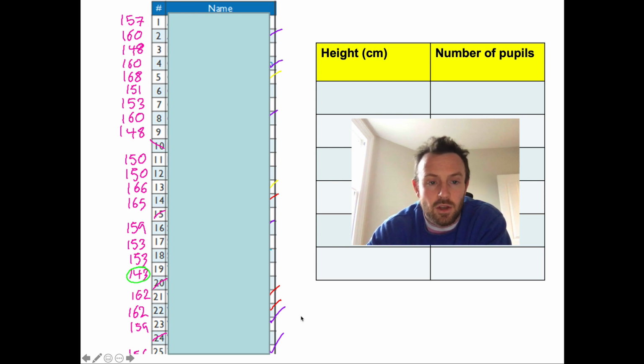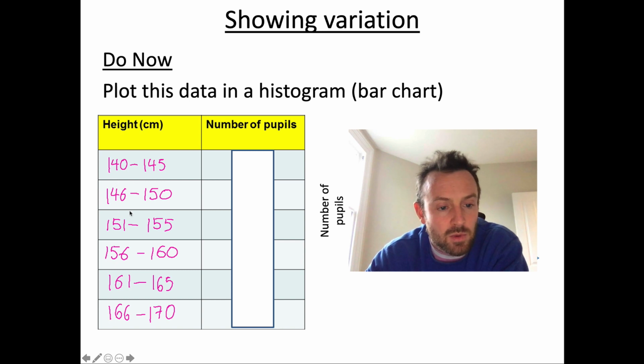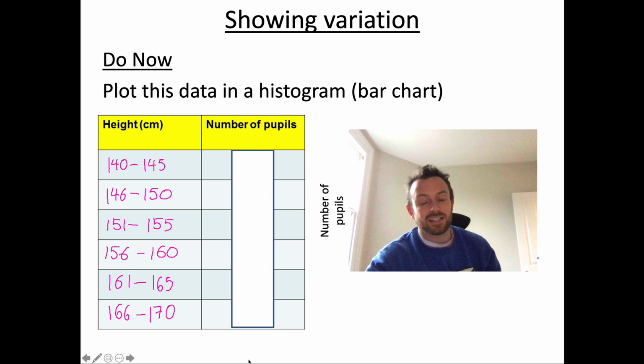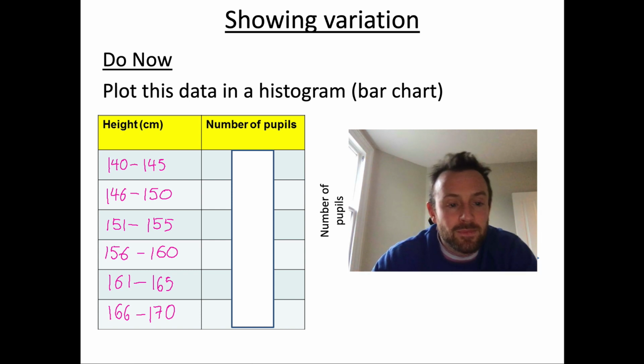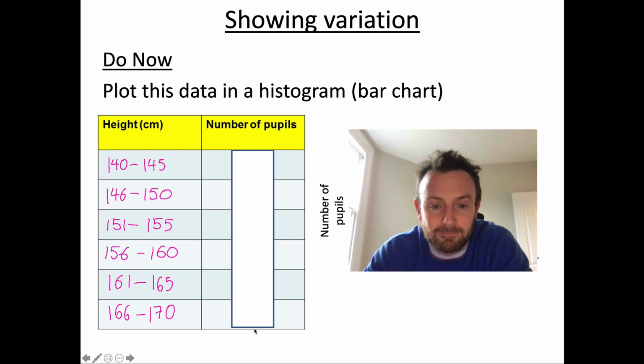So what I'd like you to do is to put a table like this into your book, and I would like you to figure out how many students there were that fell between 140 and 145 centimetres, how many students between 146 and 150, 151 to 155, and so on. So write in the number of pupils in each of those height categories. Okay, so use the sheet which you've printed out, we'll rewind the video, and fill out this table. Pause this video and come back to me in a minute.